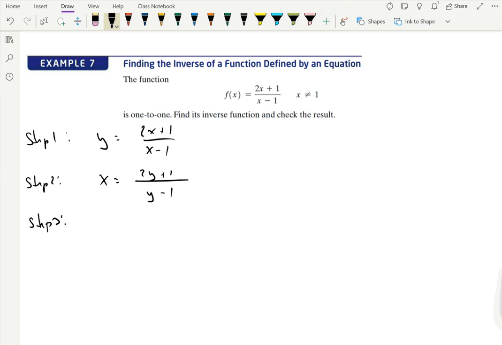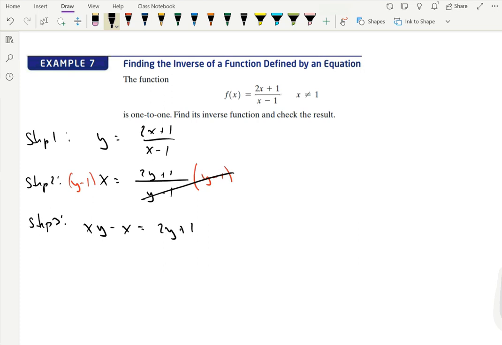Step 3 said I want to now solve this for y. So my dilemma is I've got multiple y's, in both the numerators and denominators. One way to get rid of a variable in a denominator is to multiply by that denominator. So let me multiply both sides here by y minus 1. That means I end up with xy minus x equals, on the right side those cancel, so I have 2y plus 1.